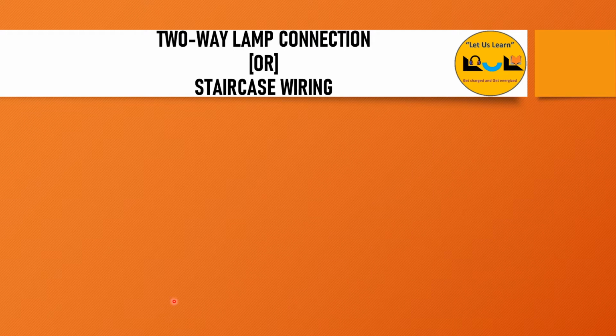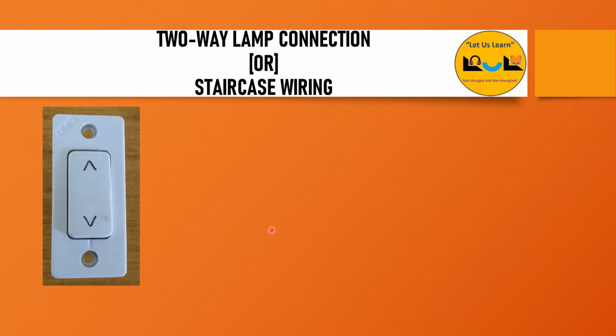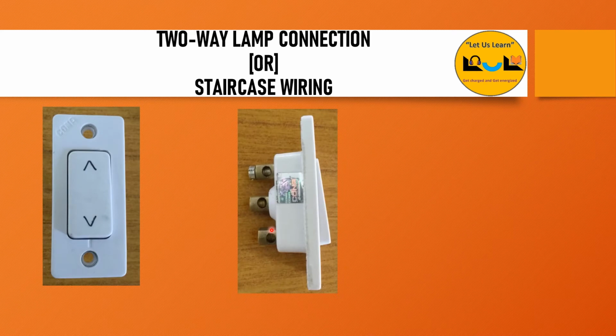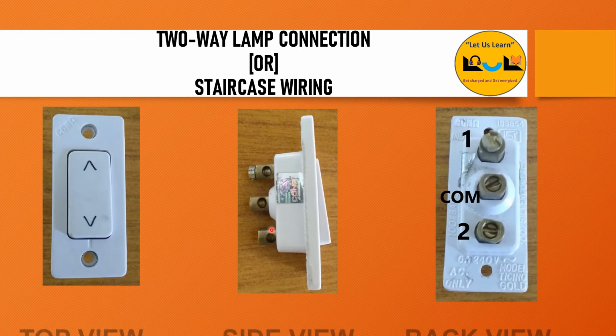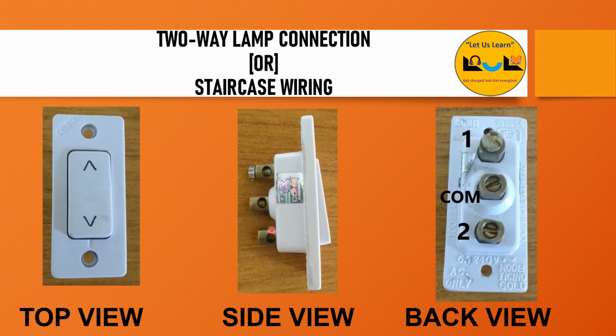Following that, now we are going to see how the switch construction is. See, this is the front view of the switch, and then the side view and back view of the switch. So the two-way switch has three terminals as shown in the figure. One is common, that is at point 1, and common and point 2. So three terminals are there.